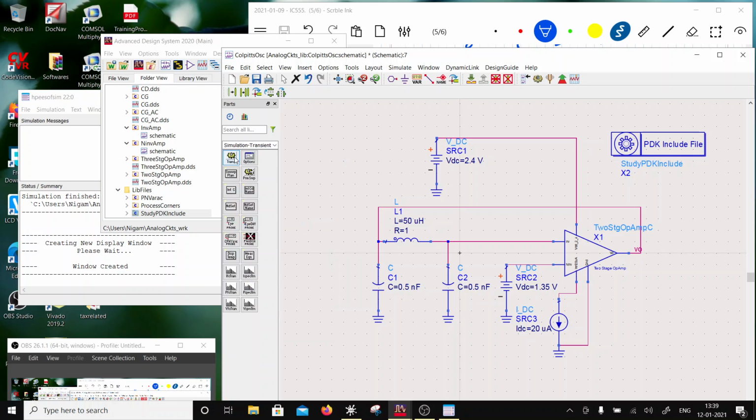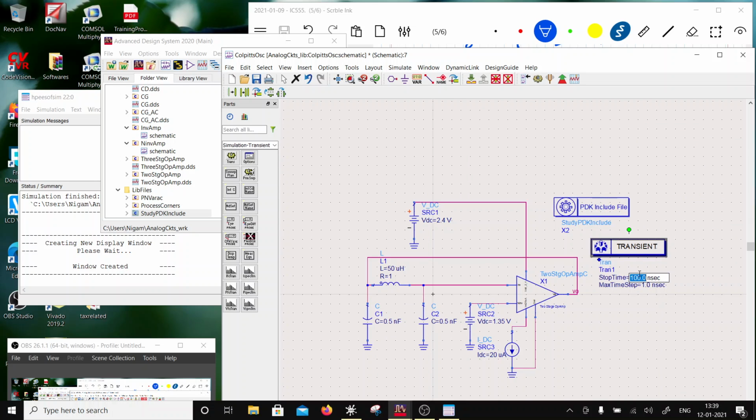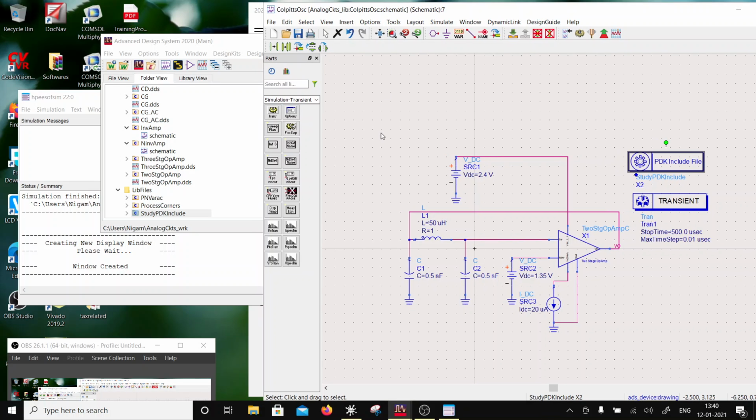Here it is, and I'm going to simulate for 500 microseconds in steps of 0.01 microseconds. Okay, so now I am doing a transient simulation on this Colpitts Oscillator, and I am going to just hit simulate.